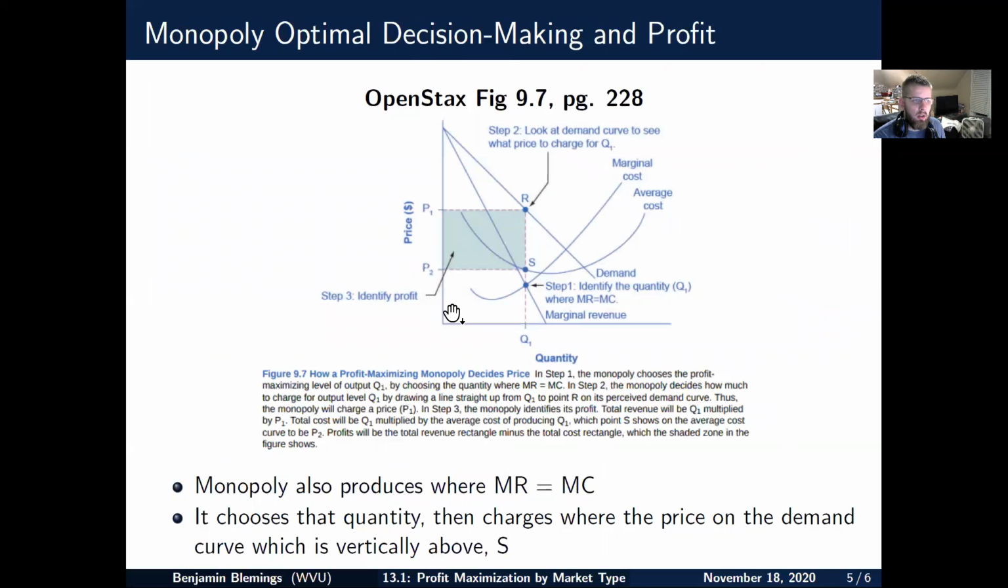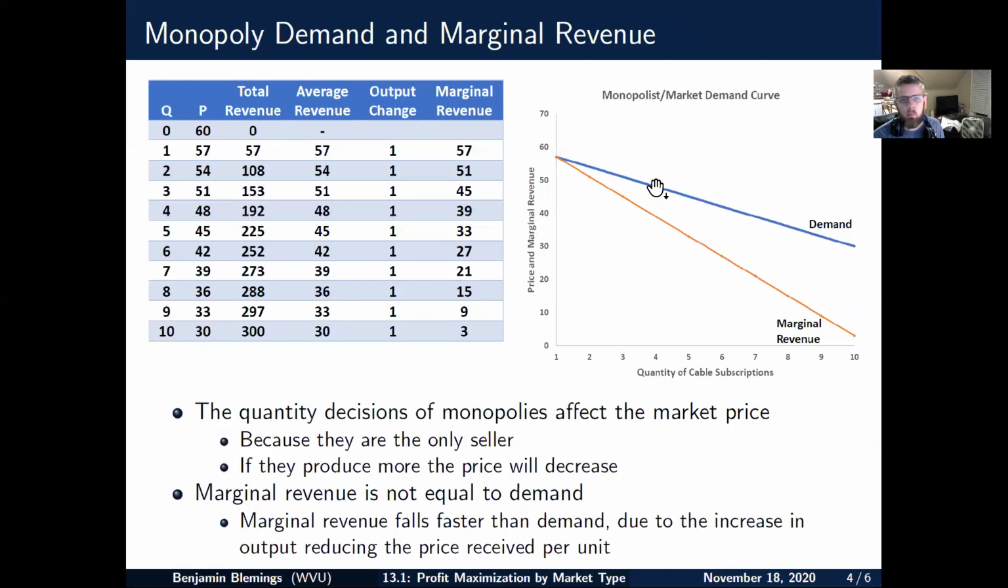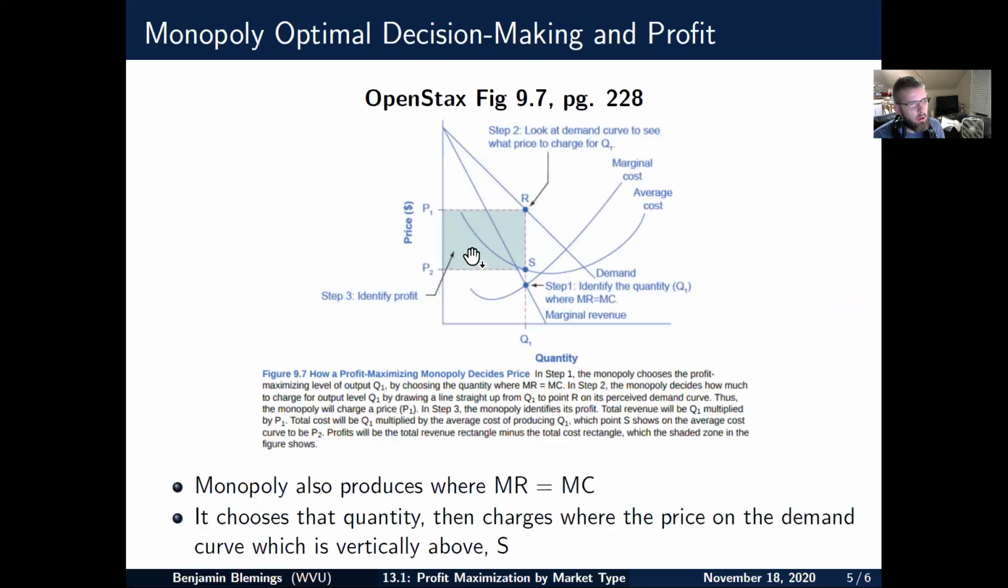Well, this is the same graph with a lot more machinery in it. So we've got the demand and the marginal revenue here. And now, because we want to talk about optimal quantity to produce, we need to bring in marginal cost. And so just like perfect competition, monopolists produce where marginal revenue equals marginal cost, so they don't make different decision rules. It's the same. What is different is that the demand curve is not equal to the marginal revenue curve anymore.